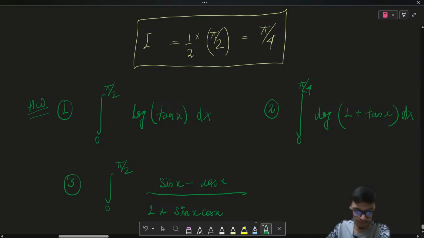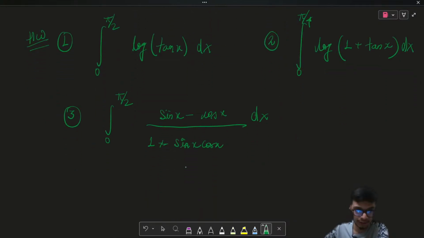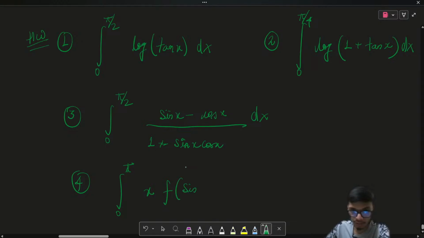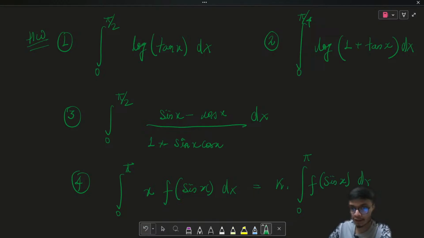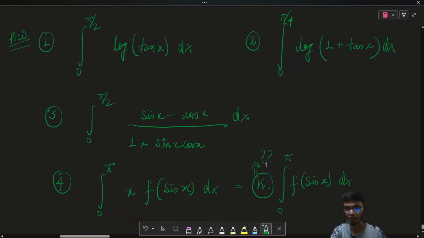Very simple questions are there, just try to solve this. And one more question, which is an IIT JEE previous year question, that you need to solve as well. That is integral from 0 to pi of x times function of sin x equals some constant times integral from 0 to pi of function of sin x. Please try to solve this question and tell me what is the value of this constant over here. You have to determine the value of this constant. So there are 4 homework problems for this particular session.